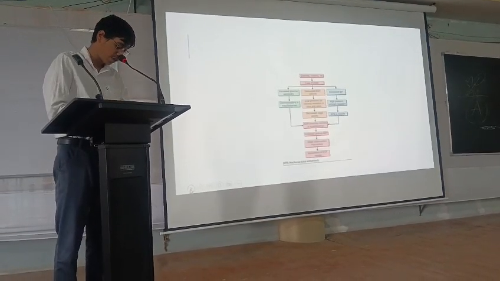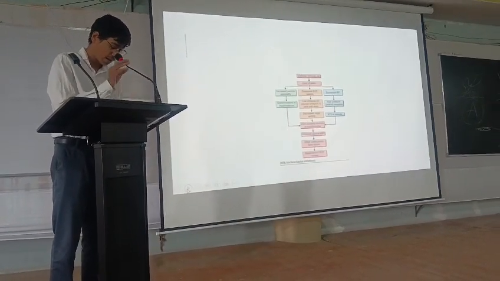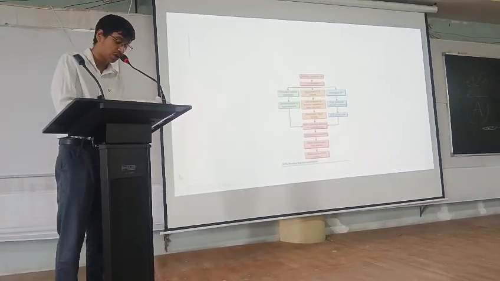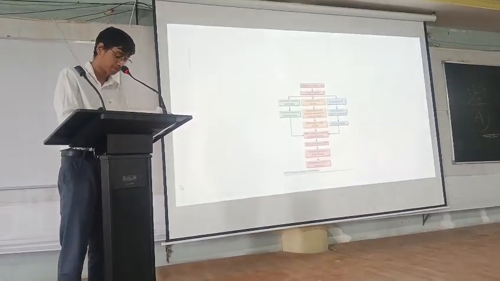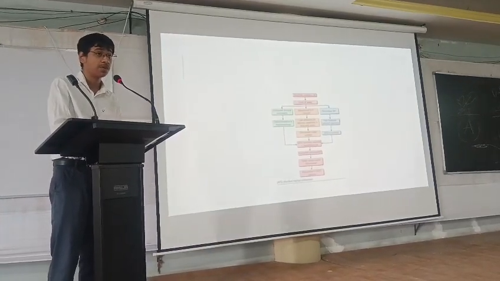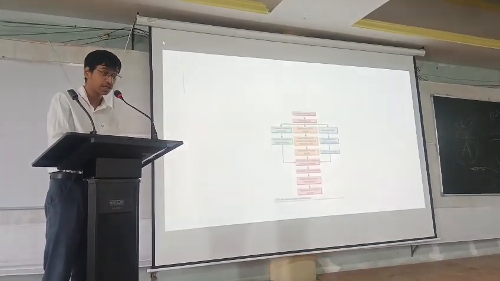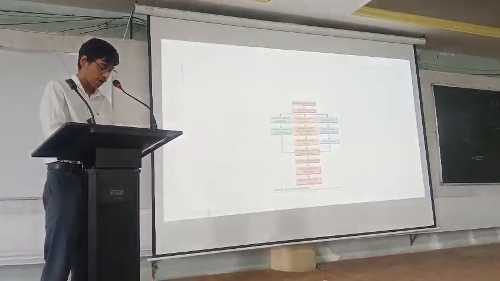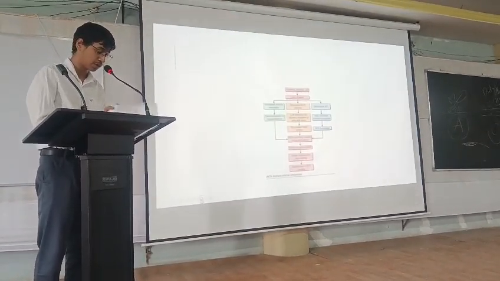Some other functions of ADH are that it facilitates memory, acting as a neurotransmitter in the memory areas of the brain. It causes contraction of the smooth muscles of the spermatic cord, which facilitates the ejaculation of sperms. And it is mediated via V2 receptors.